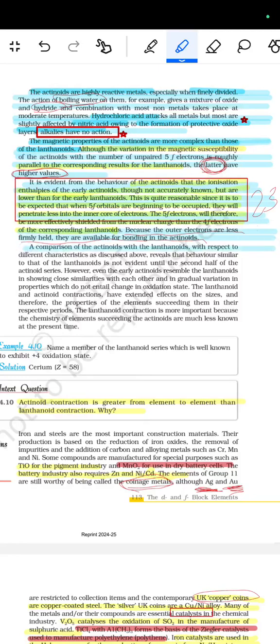A comparison of the actinoids with the lanthanoids with respect to the different characteristics discussed above reveals that behavior similar to that of the lanthanoids is not evident until the second half of the actinoid series.